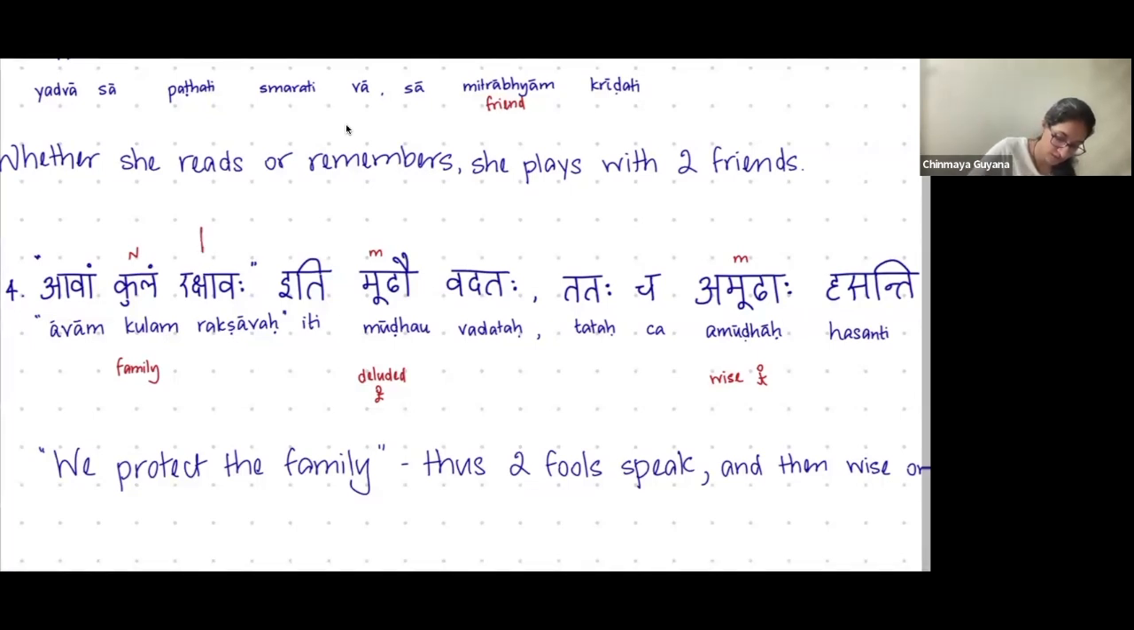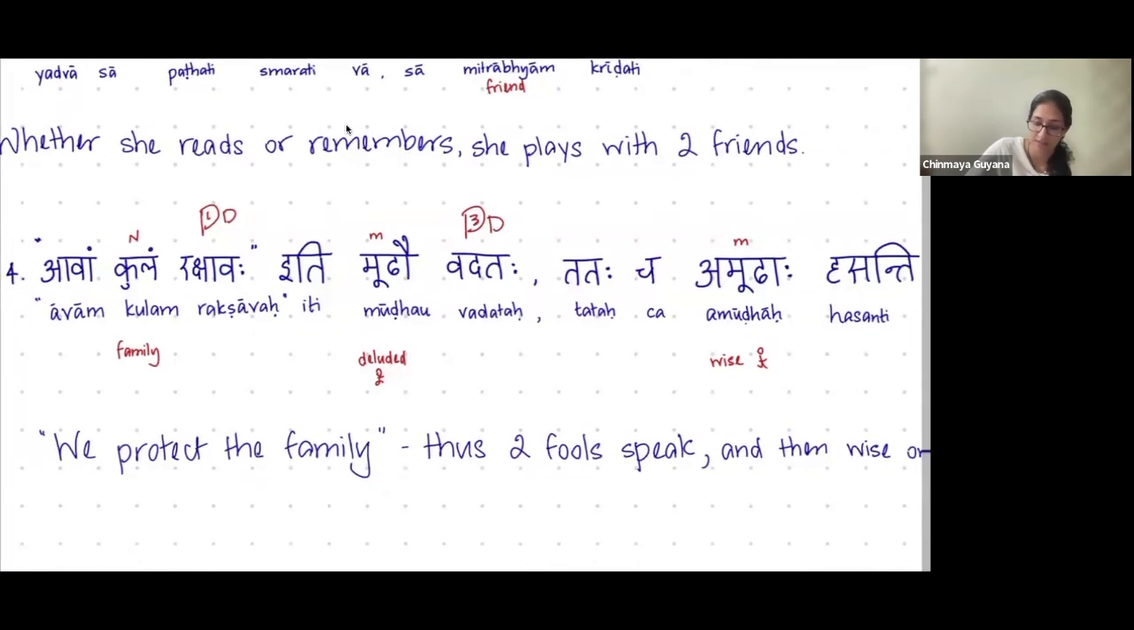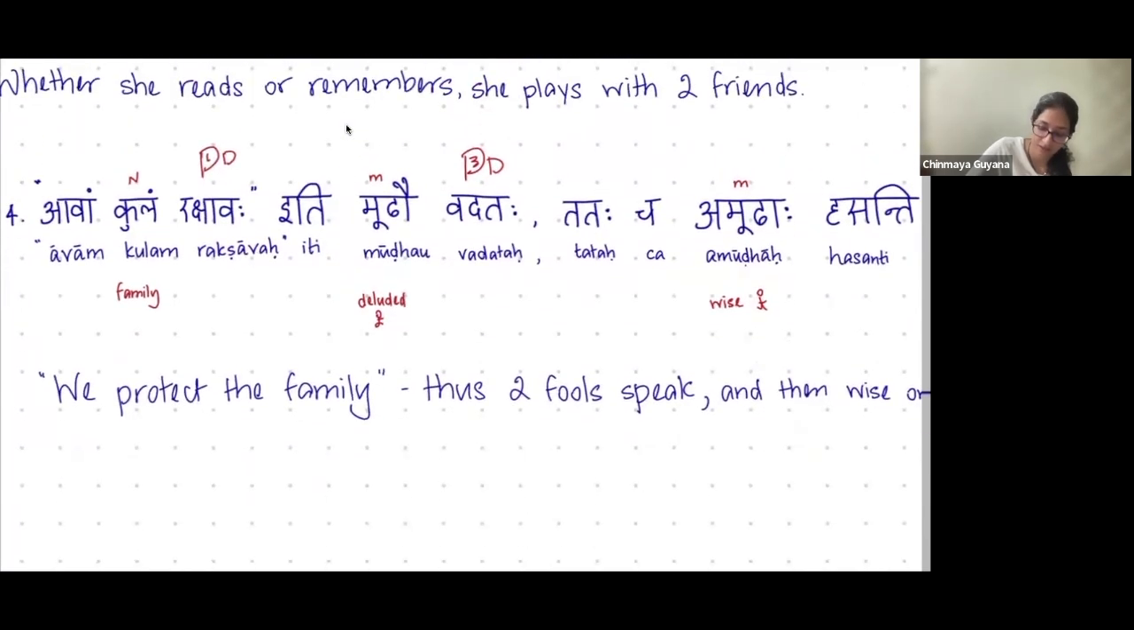Rakshavaha is first person dual. Vadattaha is third person dual. And hasanti is third person plural. So that means because each of them has a different number and person, they're all going to have their own subjects. So let us look.